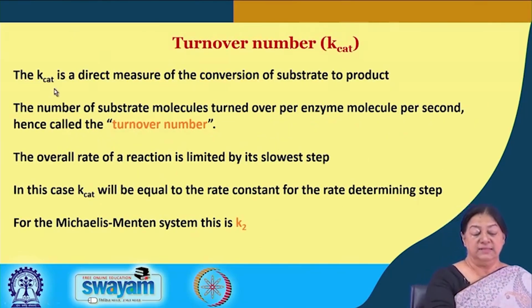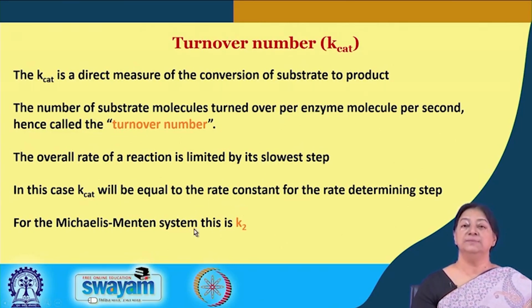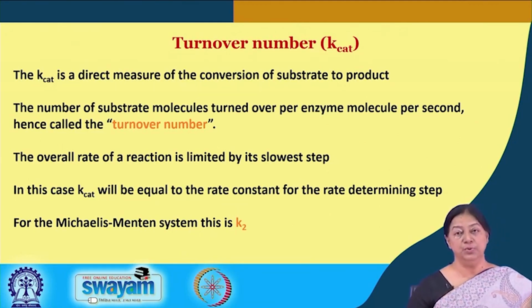Now, the Kcat is a value that gives us a direct measure of the conversion of the substrate to the product. It is the number of substrate molecules turned over per enzyme molecule per second, and the overall rate of a reaction, just like any kinetic reaction, is limited by its slowest step, the rate determining step. In this case, the Kcat will be equal to the rate constant, and for the Michaelis-Menten system, this is K2, where we have K2 ES going to E plus P.